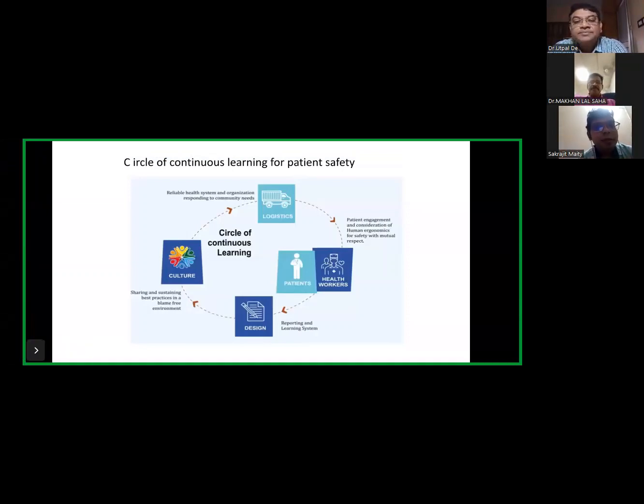Patient engagement and the consideration of human engagement for the safety, with mutual respect. Then we design and learn a system. Then based on the design, we share those designs in a blame-free environment. Then from them, a reliable health system recognizes and is responsible to the needs of the community.